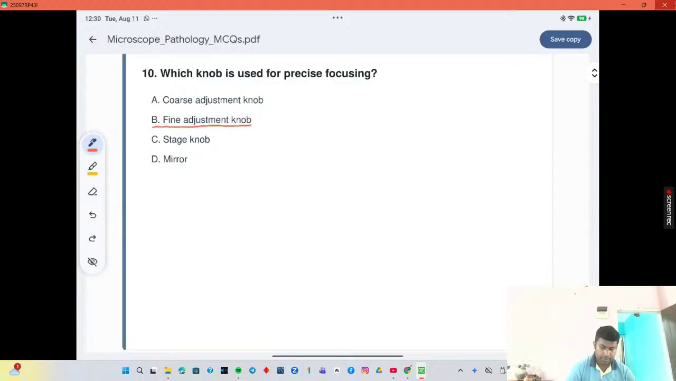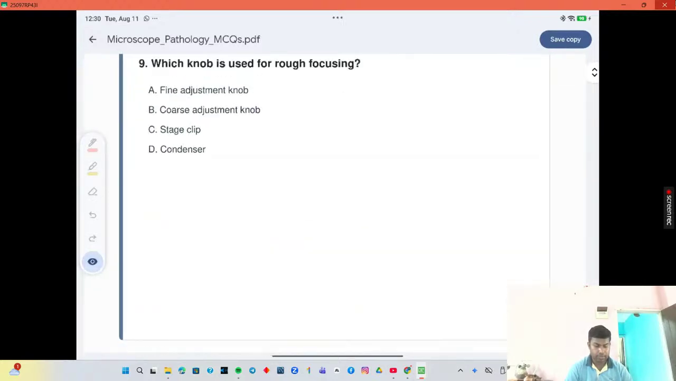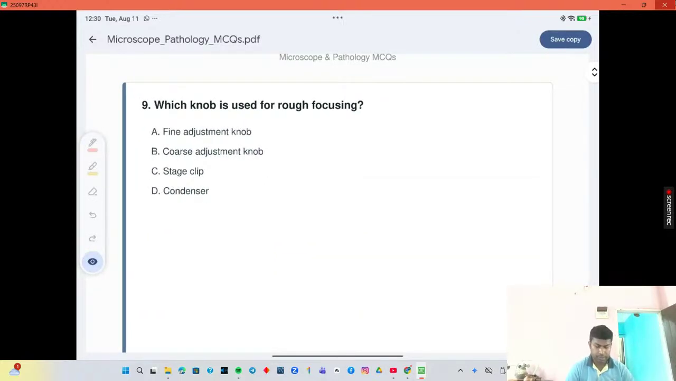Which knob of the microscope is used for precise focusing? It is the fine adjustment knob. And which knob of the microscope is used for coarse adjusting? It is the coarse adjustment knob.